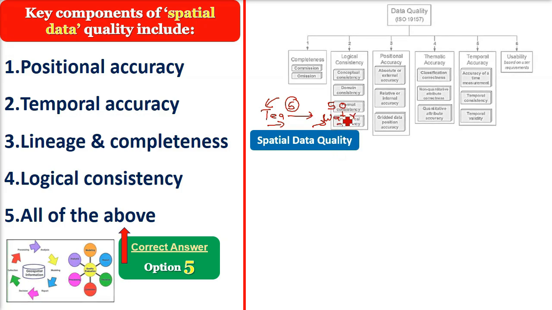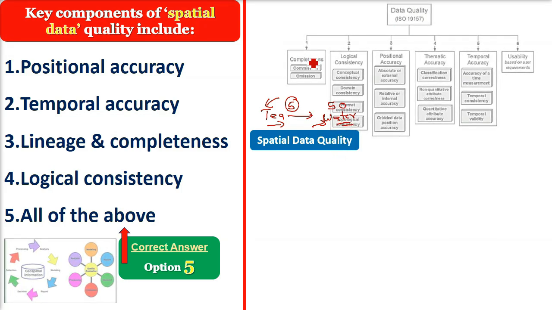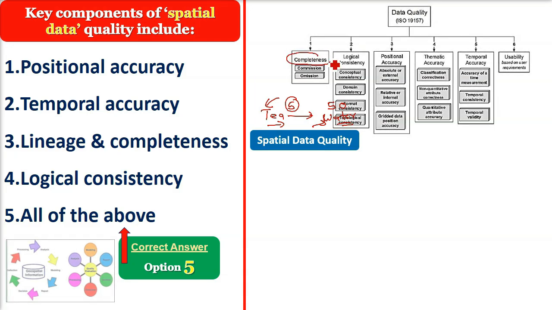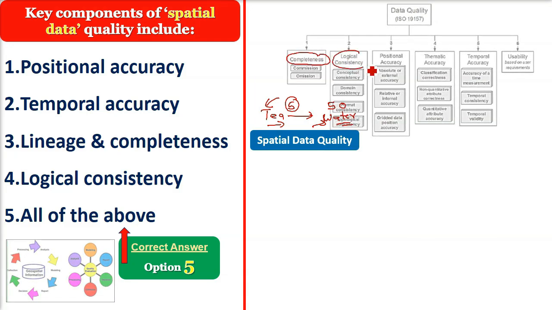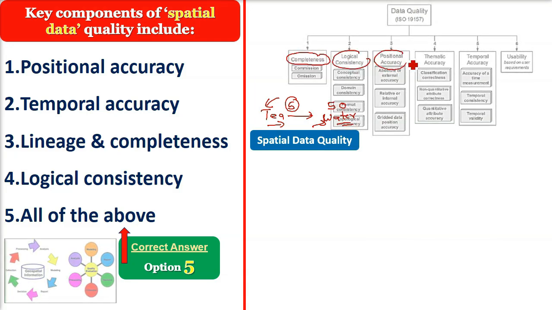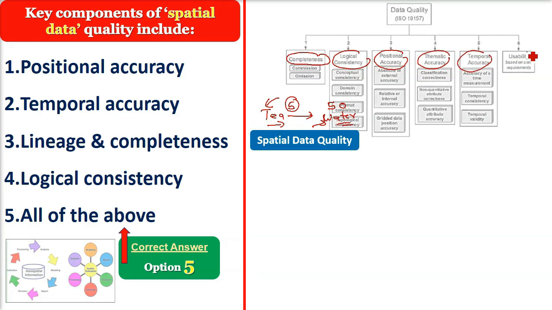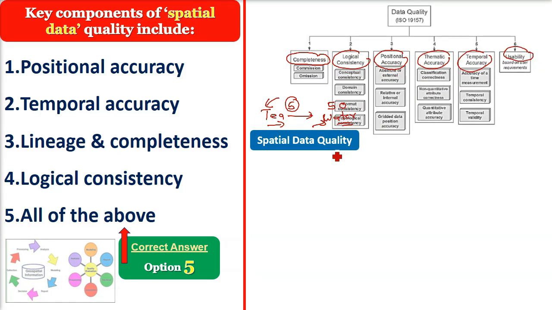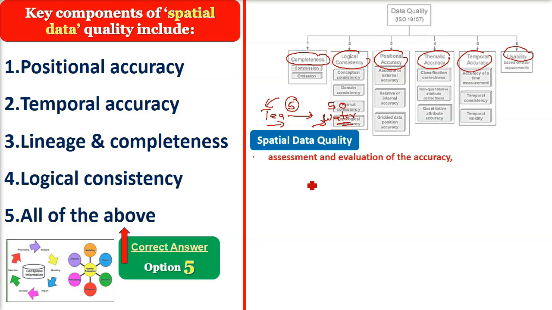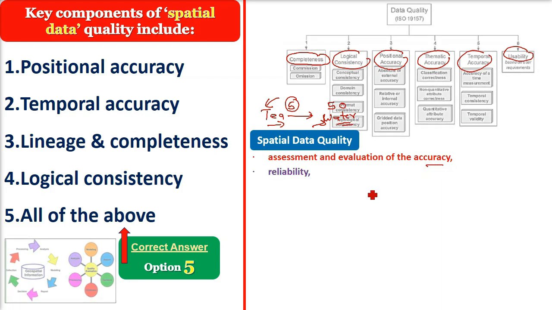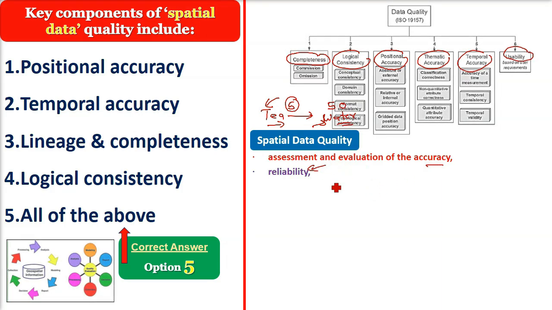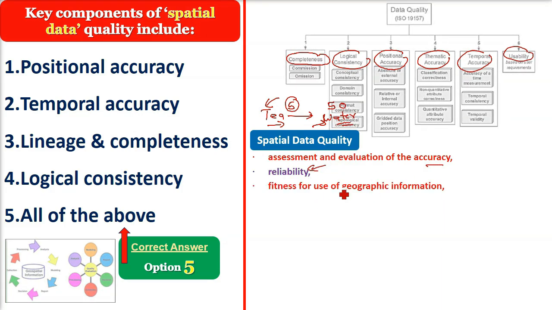So data quality, especially related to spatial data, is all about completeness, logical consistency, positional accuracy, thematic accuracy, temporal accuracy, and usability. All these are the parameters. We'll talk about them in just a bit. But let us understand that spatial data quality is all about the assessment and evaluation of accuracy: how much we can rely on the data of GIS.